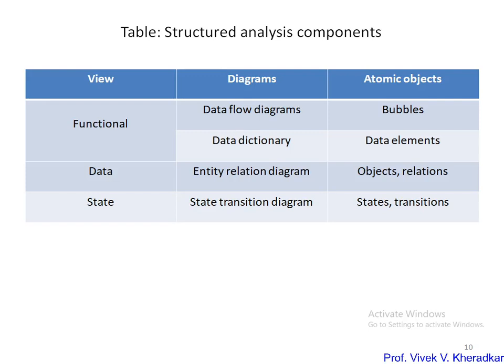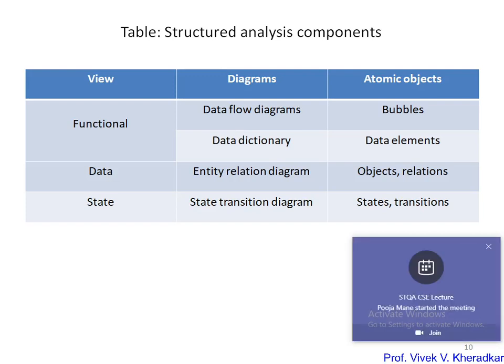So this is a table which represents what the views are, what the diagrams are, and what the atomic objects are. These are the diagrams at the functional, data and state views: data flow diagram, data dictionary, entity relationship diagram and state transition diagram. In the data flow diagram, the atomic object measured is a bubble. In the data dictionary, we use a data element as an atomic object. In the entity relationship diagram we measure objects and relations, and in the state transition diagram we measure states and transitions.